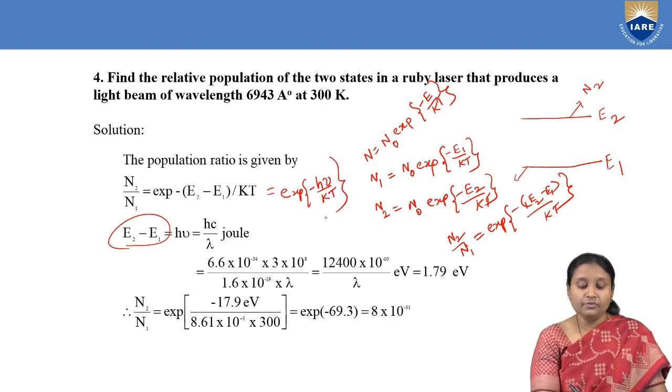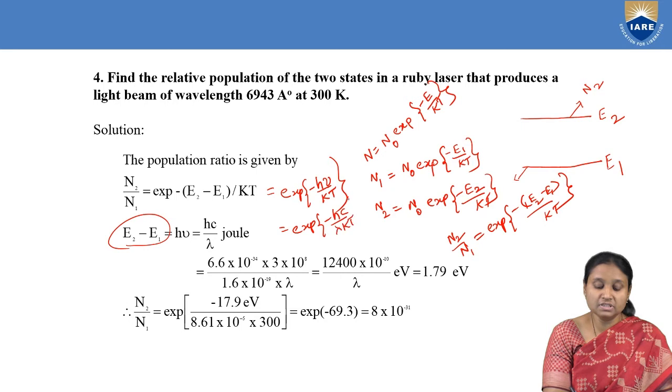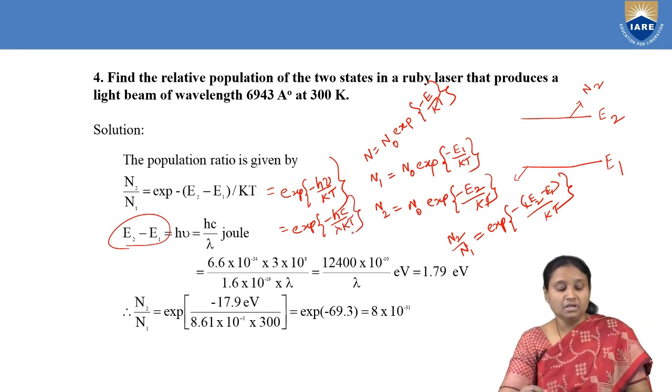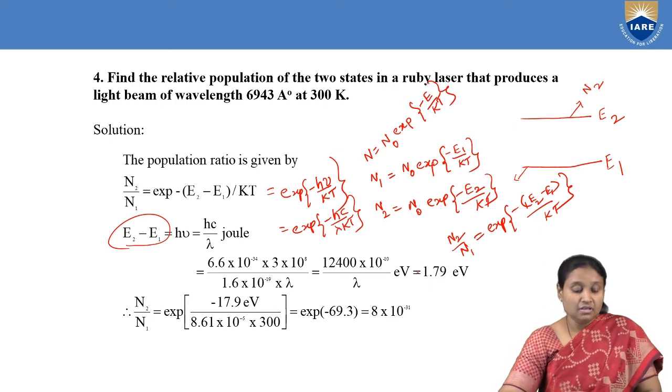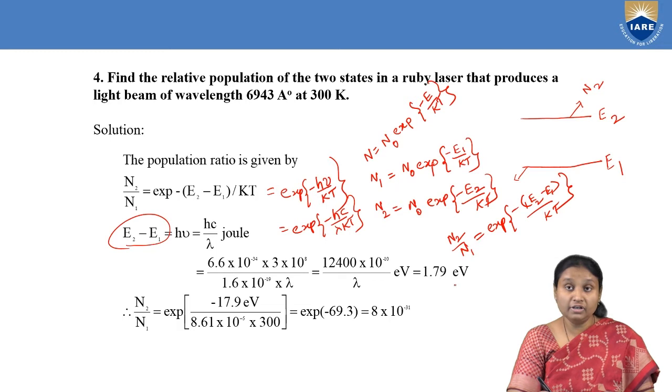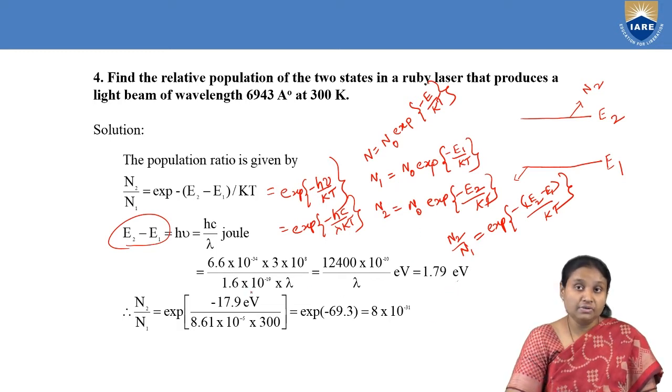If you want to write in terms of wavelength, this formula will become hc by lambda KT, because frequency nu is c by lambda. So here, first I have calculated E2 minus E1 by taking it as hc by lambda, and we are finding that value in electron volts. So this value divided by 1.6 into 10 power of minus 19 comes out to be 1.79 electron volts.